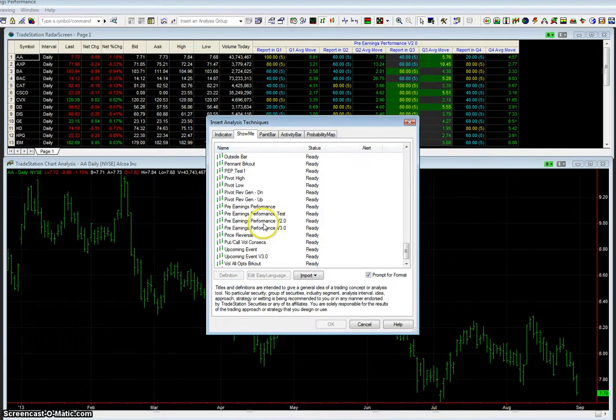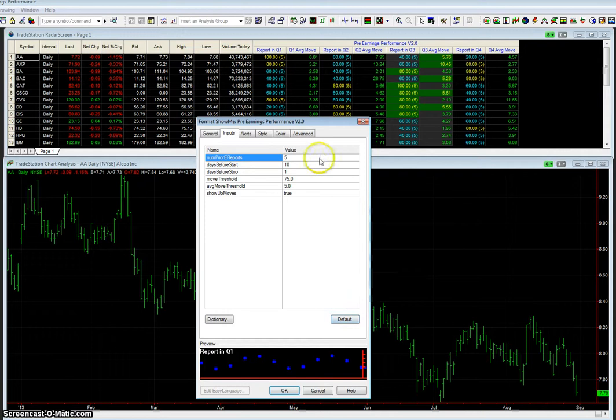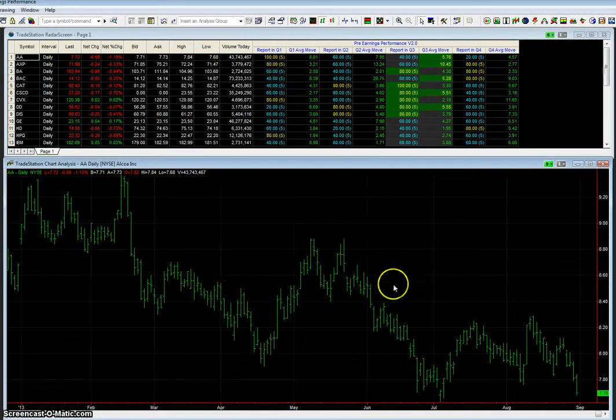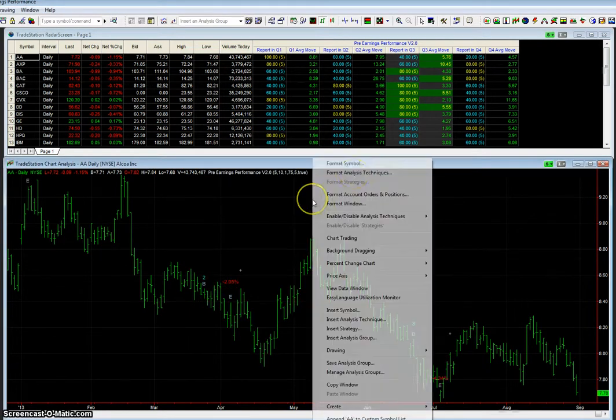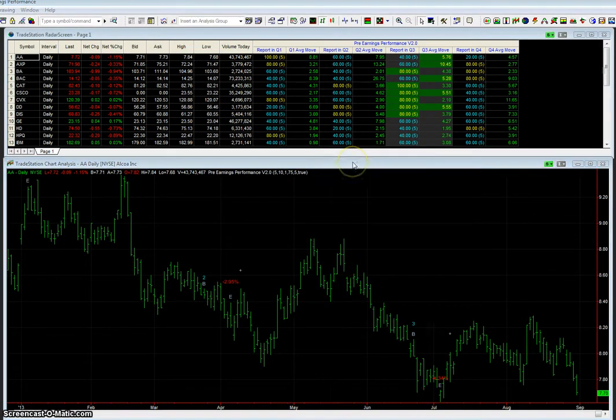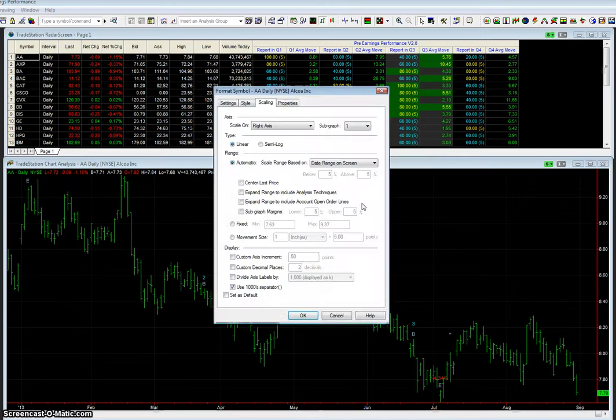Let's insert, same thing, version 2, okay, and these are the defaults. Obviously you want to have the same inputs here on your chart as you have in RadarScreen, so that the data you're looking at is synced up, and it is since we haven't changed any of the defaults. So we just want to say okay here, and I want to make sure that I'm looking at the same amount of data here.